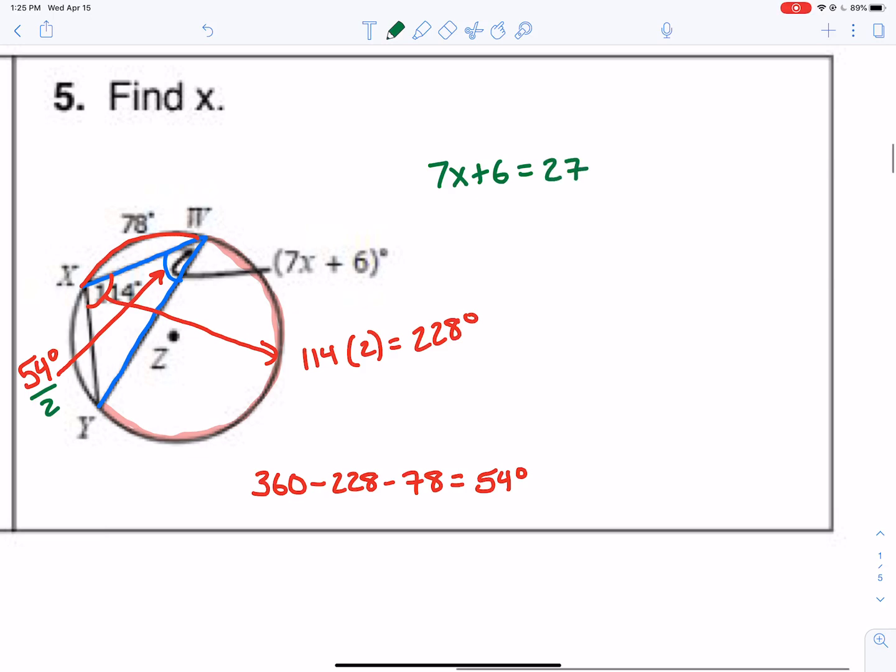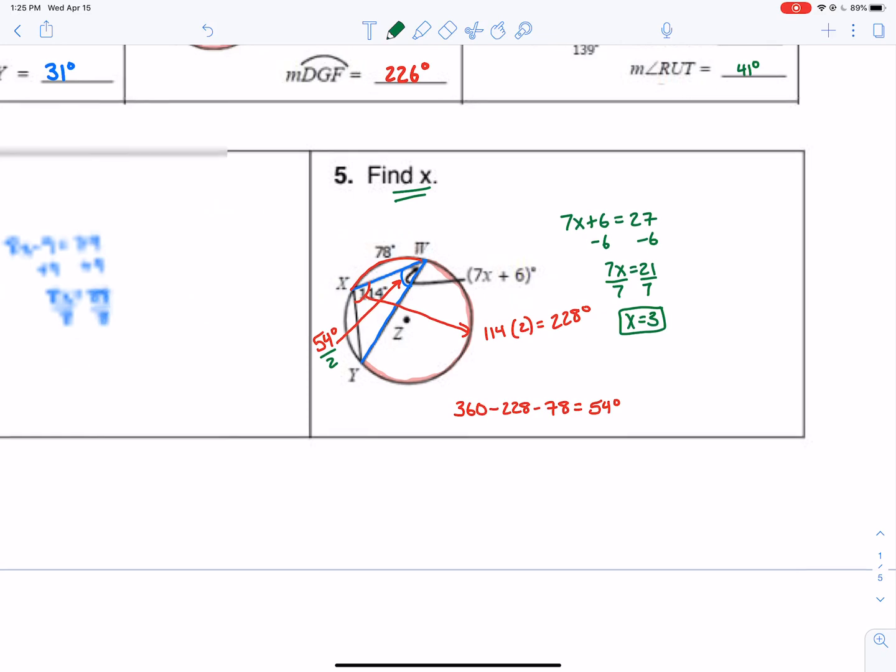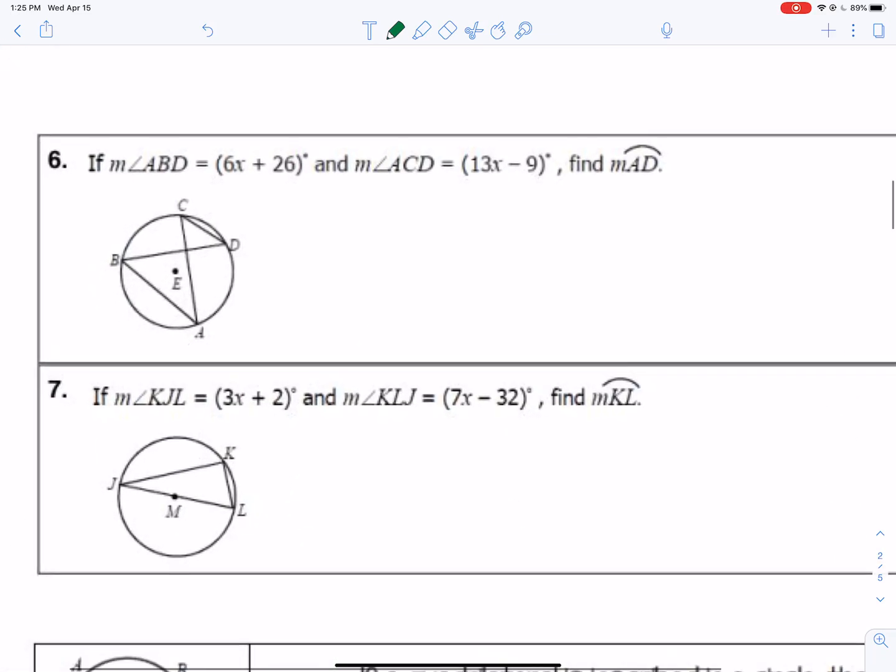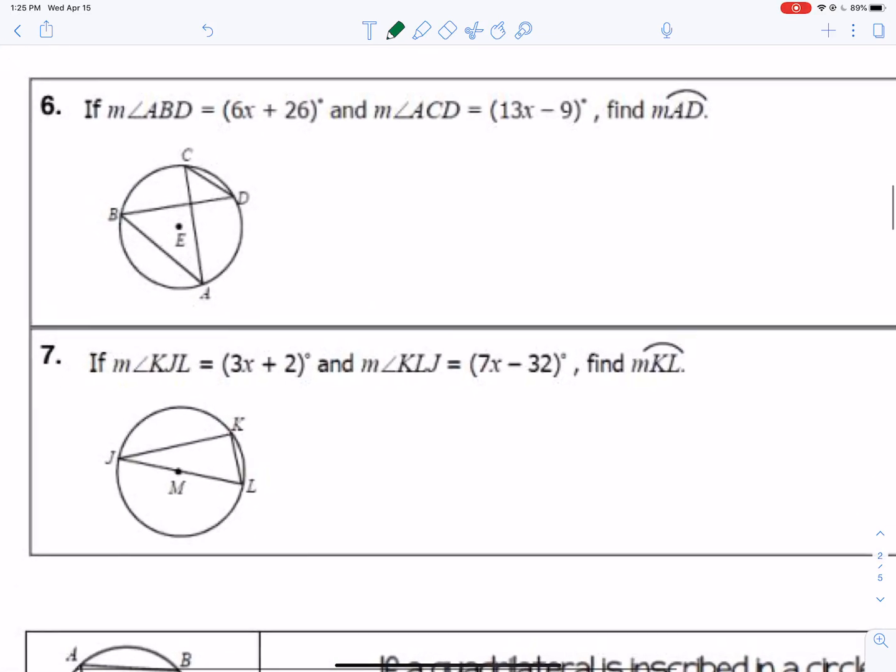And then we can finally figure out what x is. So let's subtract 6. We get 7x equals 21 and divide by 7. So we get x equals 3. Always check and make sure that's what you're looking for, which it is. So we're done with number 5. Let's look at number 6.